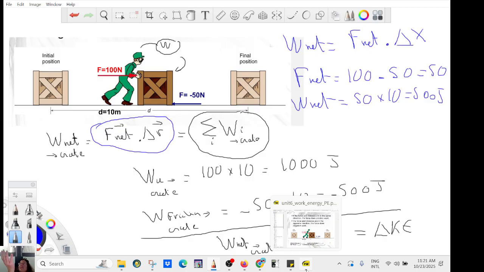It depends on the displacement. You take the component of the forces along the displacement. It doesn't have to be x. It depends on where your displacement is. If you are lifting, you take it along the y. It depends on the displacement.